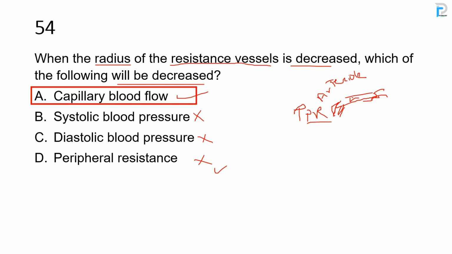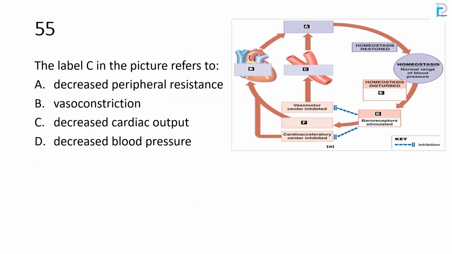The label C in the picture refers to a blood vessel. So we need to say, is it dilation or constriction, or is it an increase or decrease in peripheral resistance? Let's first understand what this picture is about. This picture shows the baroreceptor reflex.